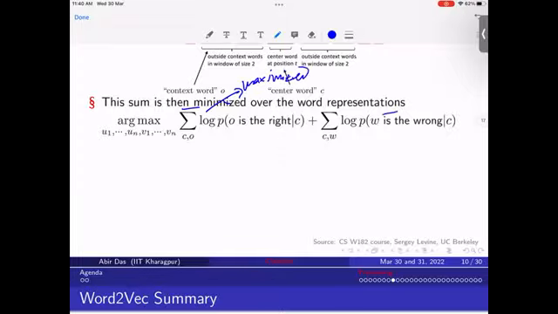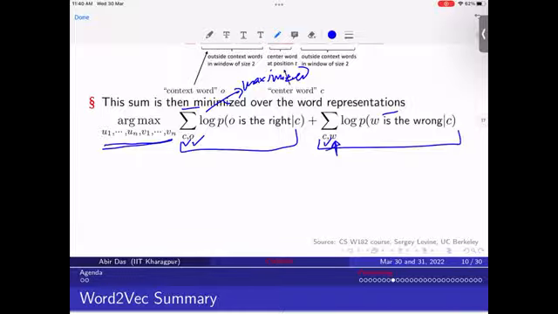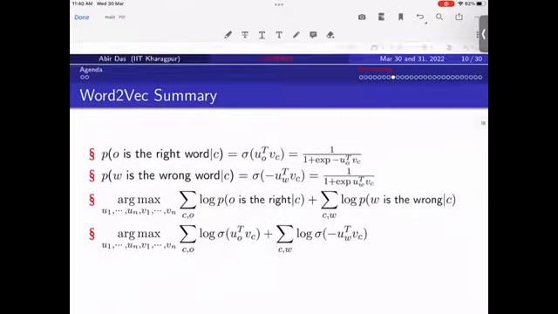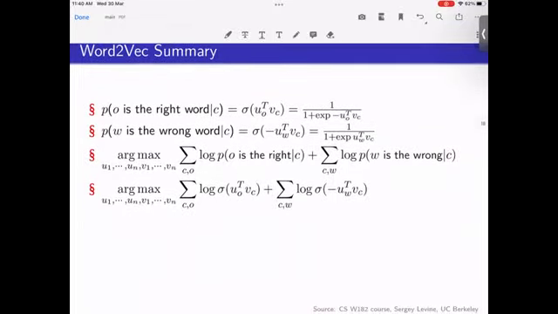These are your learnable representations, and your goal is to learn them. Those two probabilities are summed together. So this is for the center word and the corresponding context words, and this is for that center word and the corresponding wrong words, which are randomly sampled negative words. So this is the word2vec summary, how you basically get it.